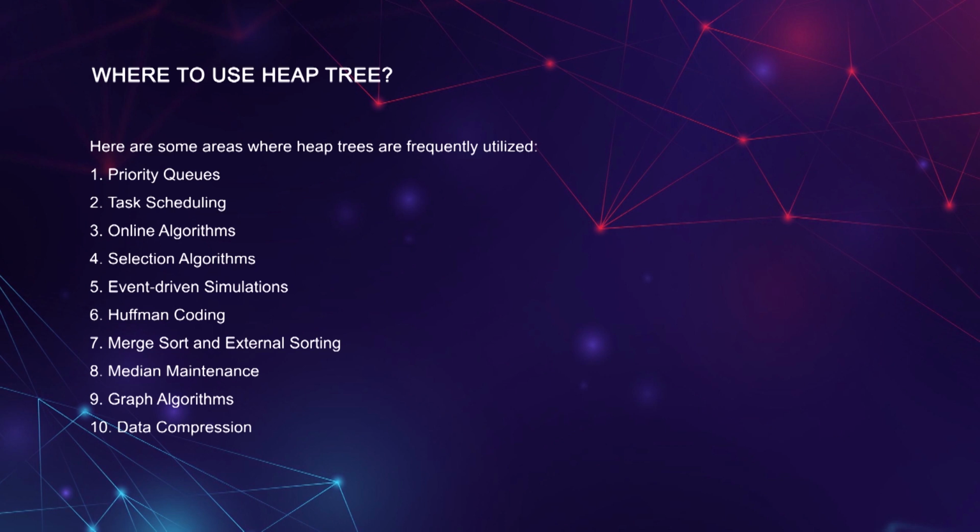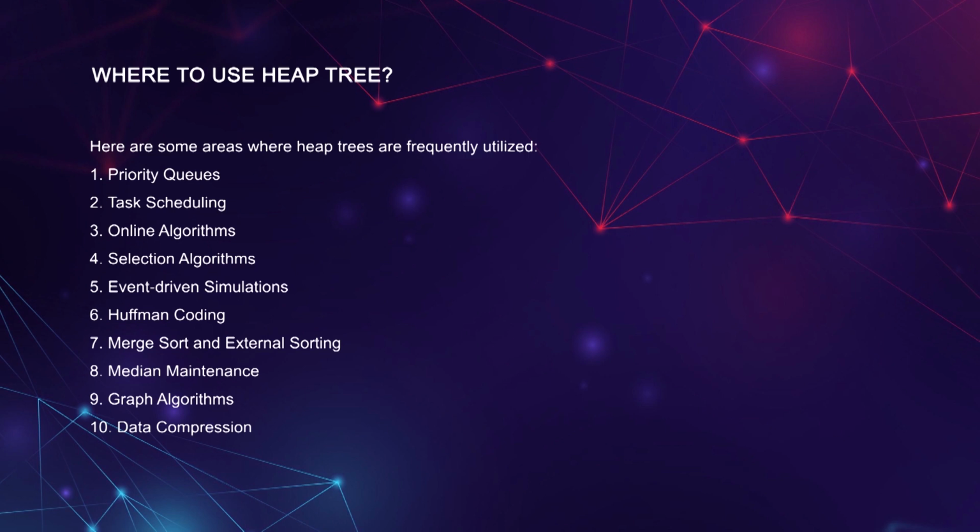The next area is merge sort or external sorting. Heap trees are used in merge sort and external sorting algorithms. They help merge multiple sorted sequences efficiently. The next area is median maintenance. In algorithms that require maintaining a running median of a sequence of numbers, the heap trees can be used to quickly retrieve the median element.